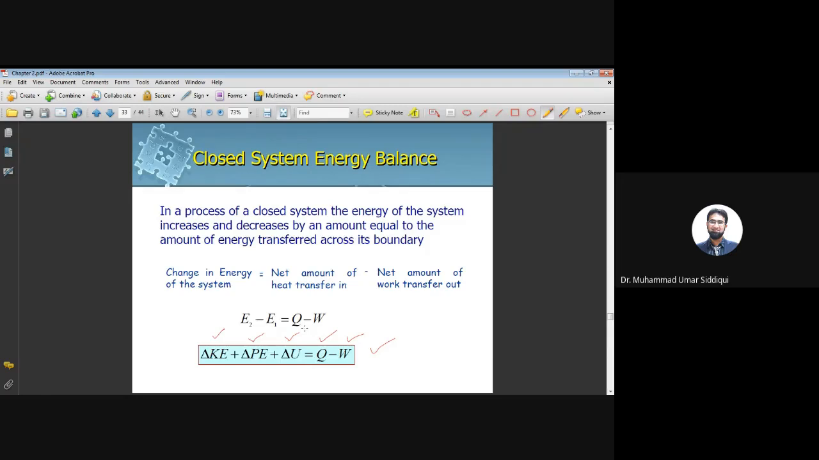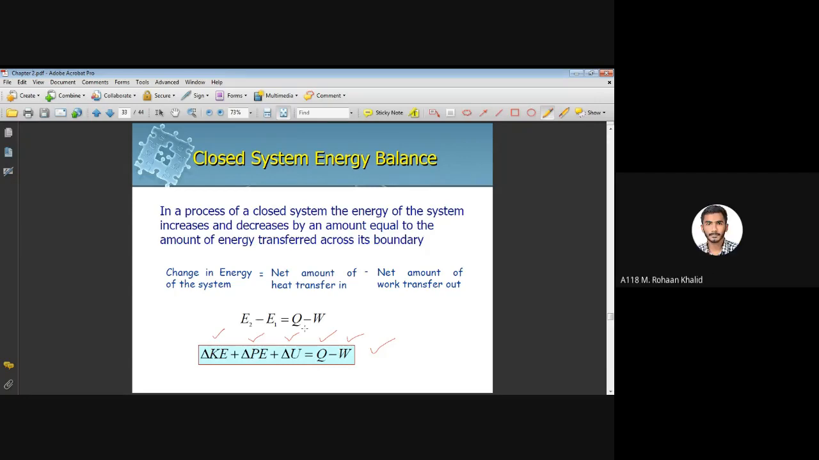Stationary means the system is not moving, so that means kinetic energy will be zero. And if the system is not moving, so change in potential energy will also be zero. I'm not saying the potential will be zero, but I'm saying change in potential energy will also be zero because the system is not moving. So initial potential energy will be the same as the final potential energy, so change in the potential energy will also be zero. Is this point clear?